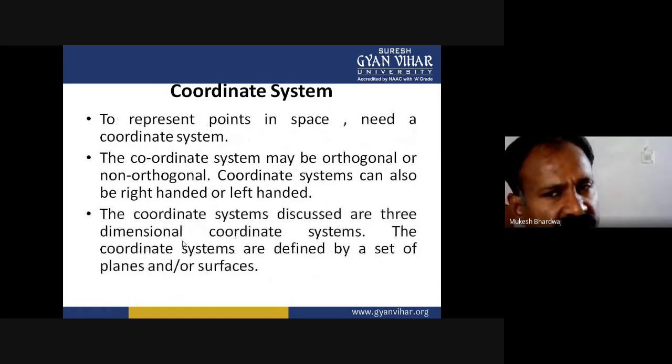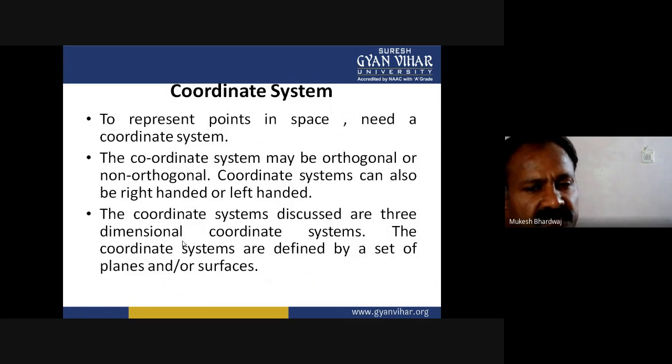To represent points in space, we need a coordinate system. The coordinate system may be orthogonal or non-orthogonal. Coordinate systems can also be right-handed or left-handed. The coordinate systems discussed are three-dimensional coordinate systems. The coordinate systems are defined by a set of planes and/or surfaces.